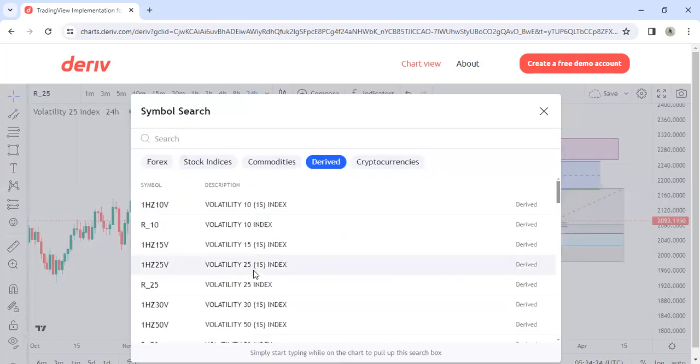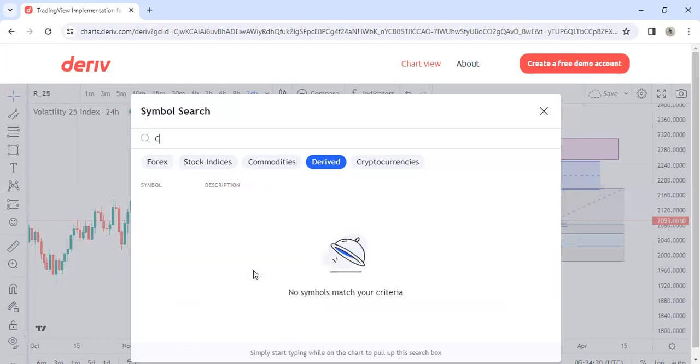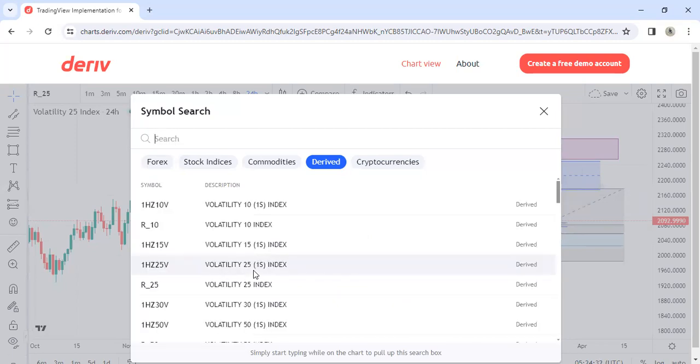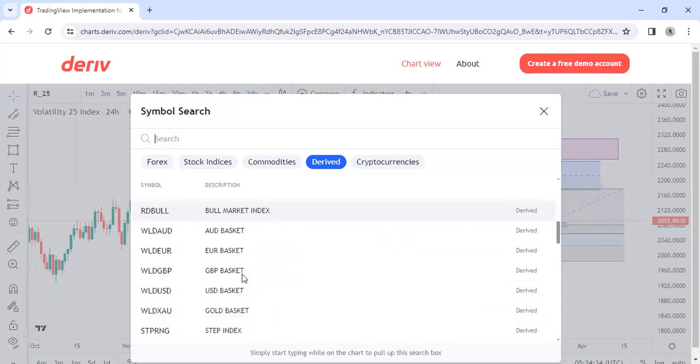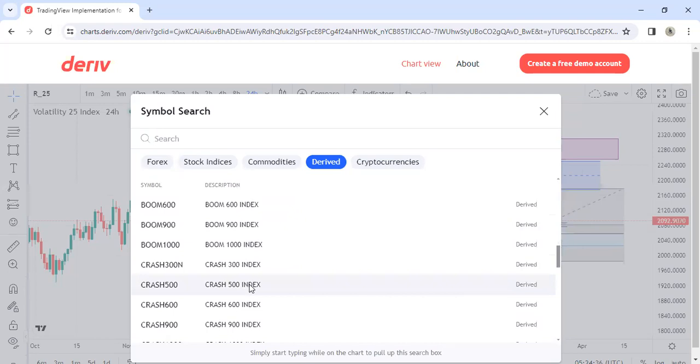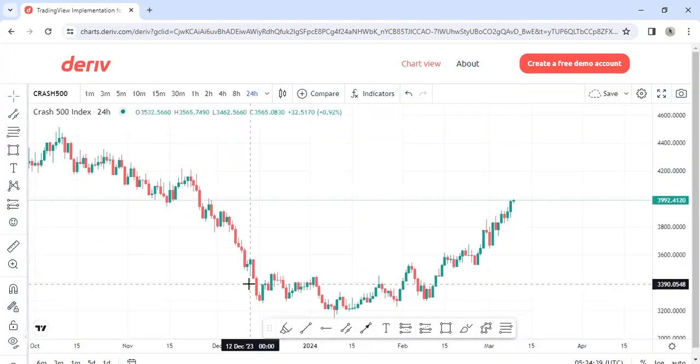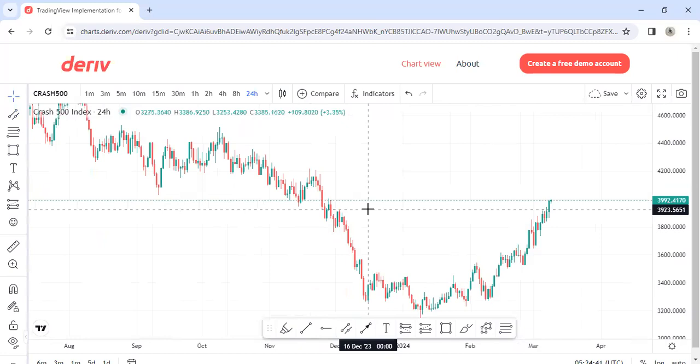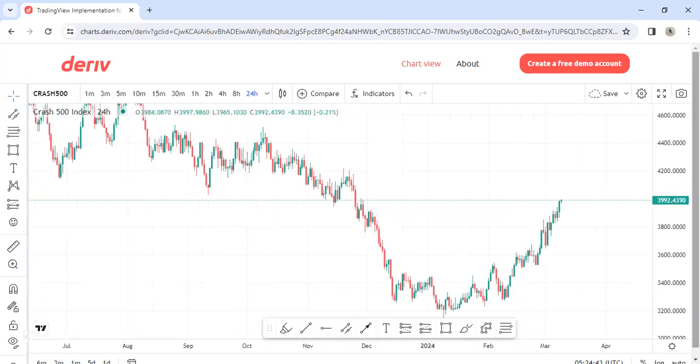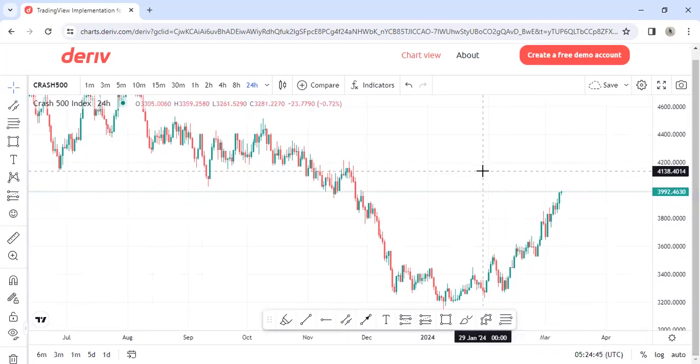Then the last pair, which is Crash 500. Let's also look at the last one, which is Crash 500, for those that trade the crash. My God, it's not showing. Maybe the symbol is different here. All right, I see it. So for Crash 500, look at the daily chart as well. I would say that we are bullish.